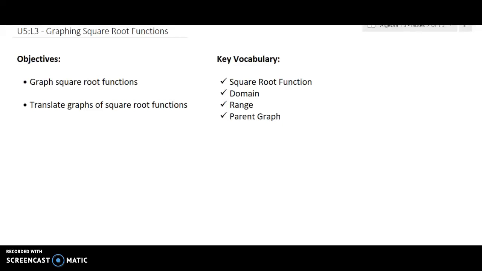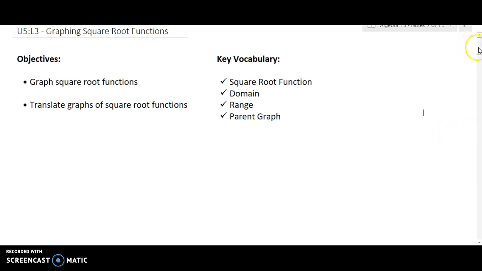Hello and welcome to Unit 5, Lesson 3, Graphing Square Root Functions. In this lesson, we will be graphing square root functions using Desmos, and we're going to translate those graphs of square root functions. Key vocabulary that we need to know is square root function, and then we also have to recall our definitions of domain, range, and parent graph.